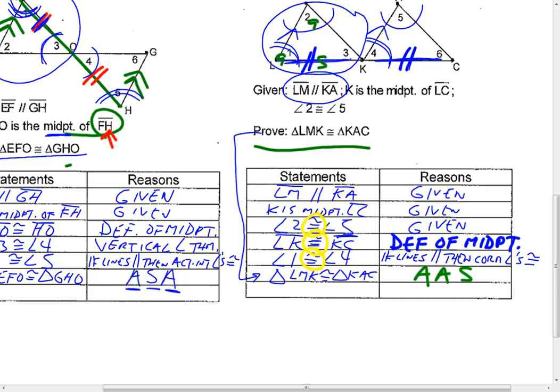Notice all 4 of these ended with triangles being congruent. These are the shorter ones. You'll see a couple of these on your test.